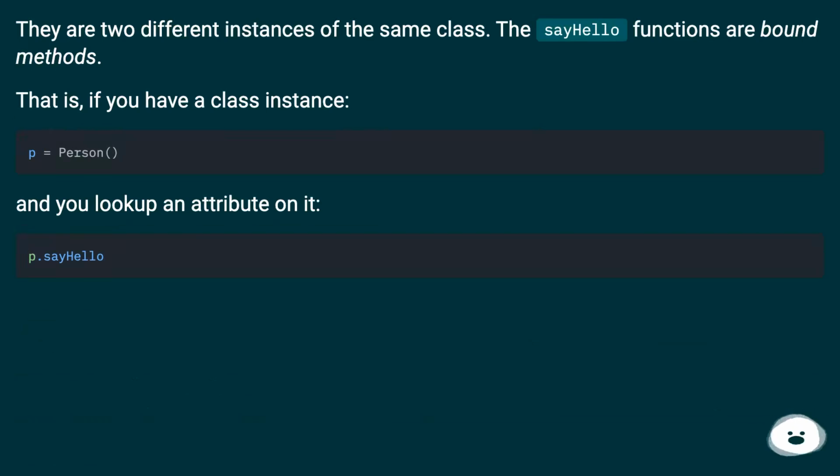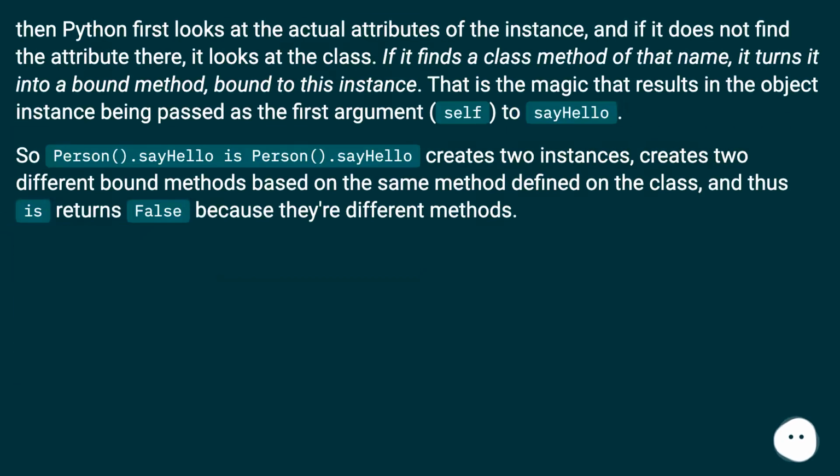The sayHello functions are bound methods. That is, if you have a class instance, and you look up an attribute on it, then Python first looks at the actual attributes of the instance, and if it does not find the attribute there, it looks at the class. If it finds a class method of that name, it turns it into a bound method, bound to this instance. That is the magic that results in the object instance being passed as the first argument, self, to sayHello.